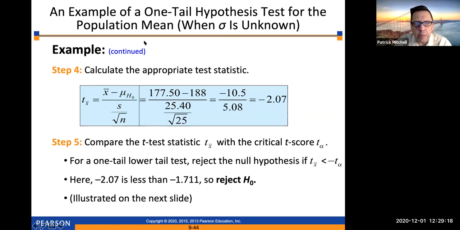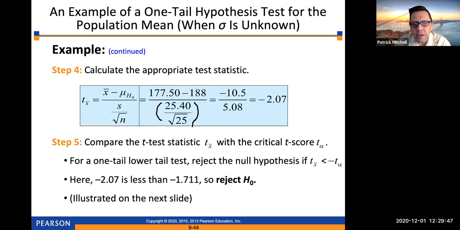And I've said this to you before, if you want to put all of this into the calculator at once, just remember that you need parentheses around this quotient in the denominator. Oops. All right, so that comes out to negative 2.07. So now we compare our test statistic with the critical t-score.